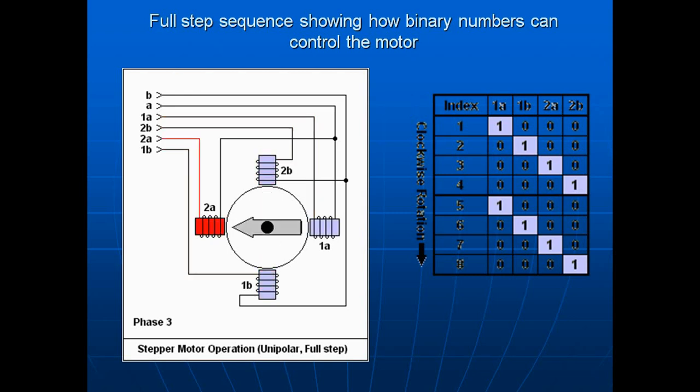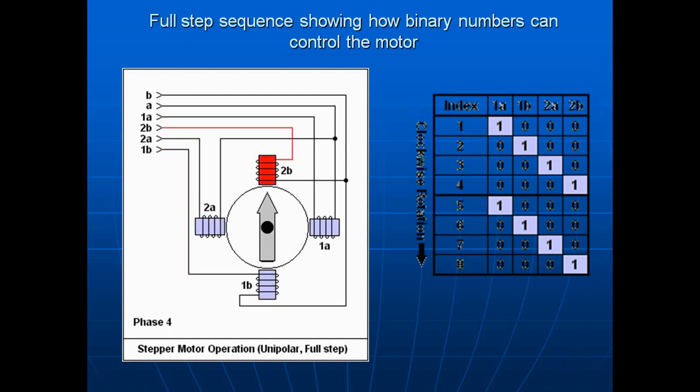Here the second step, clockwise, and then 1B will be conducted, remaining will be 0. And then the third position, then 2A conducted, remaining will be 0. Then 2B conducted, remaining 0. And then the fifth step, then 1A will be conducted, remaining will be 0.